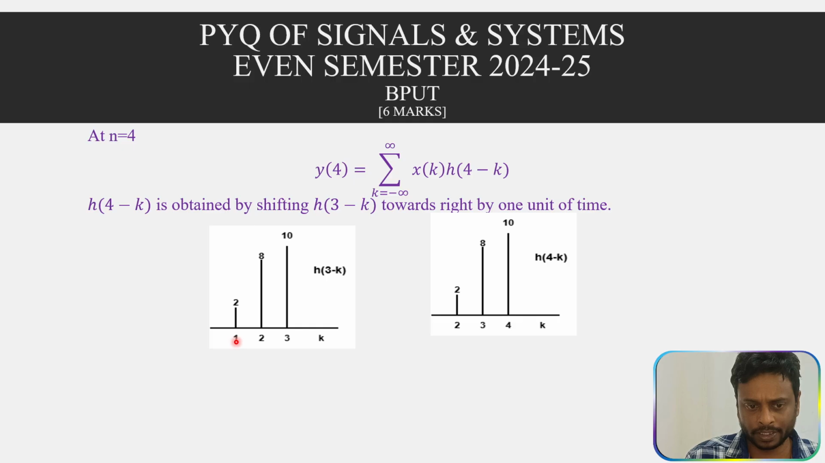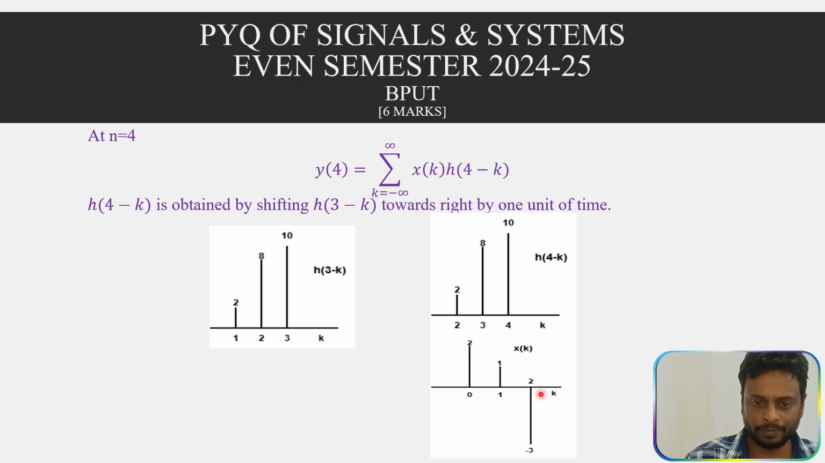You can see that will be our 2, 3 and 4. Okay. So that will be multiplied with x of k. So common point is only 2. So 2 then minus 3. So 2 into minus 3, it will be minus 6.